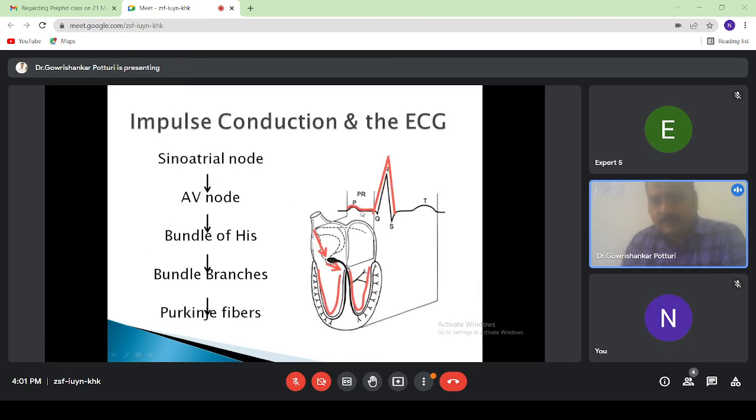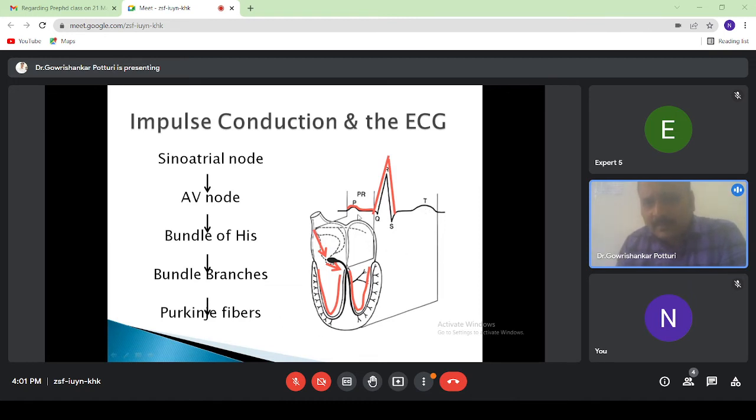A normal P wave that is upright, in front of the QRS complex with normal PR interval. This is P wave, Q wave, R wave, S wave and T wave.